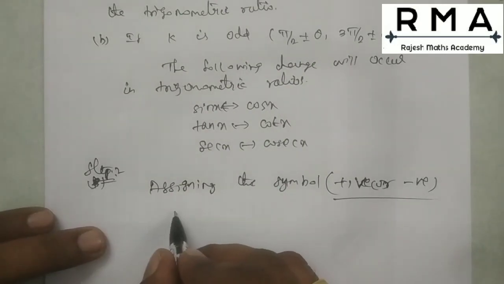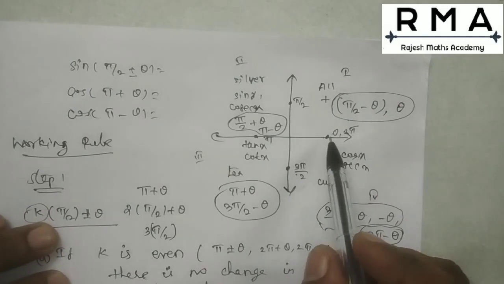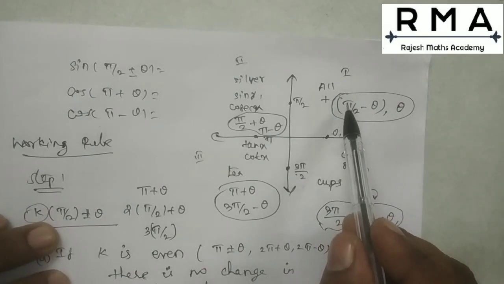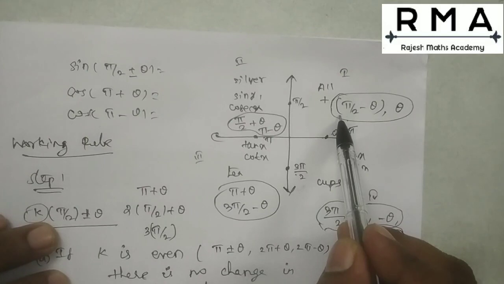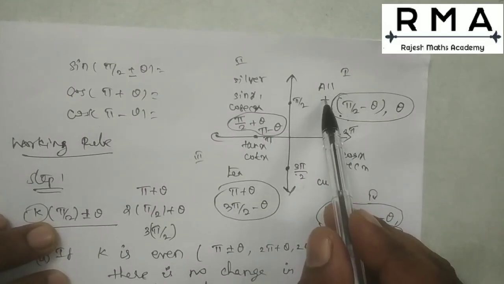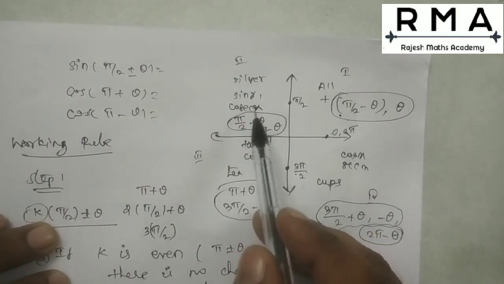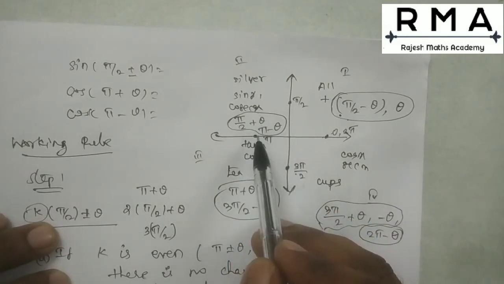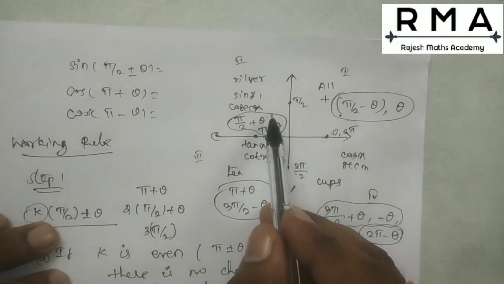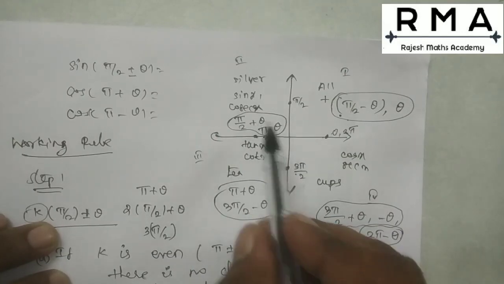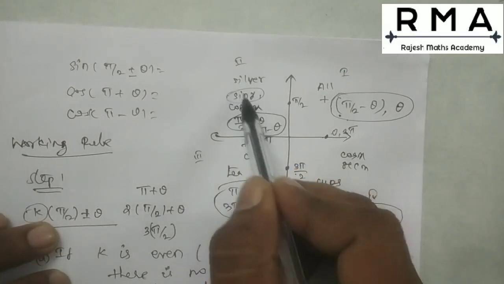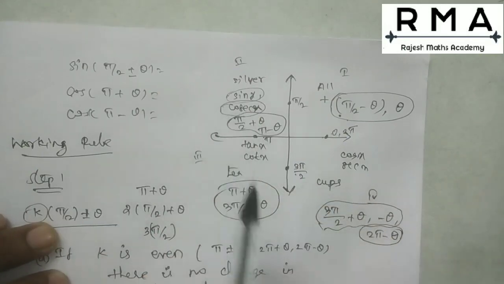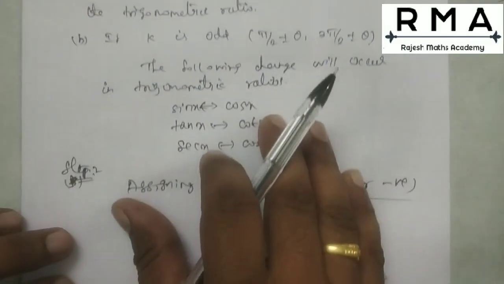For example, from this table, if the function is the sine function and it is in the first quadrant, we have to apply the positive symbol. If the function is in the second quadrant, for example pi by 2 plus theta or pi minus theta, we can assign the positive symbol only for sine and cosecant. Okay, I will explain by using an example.